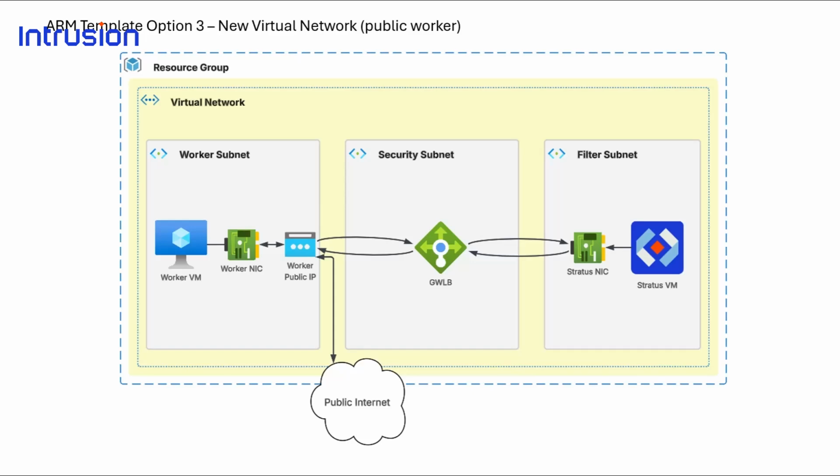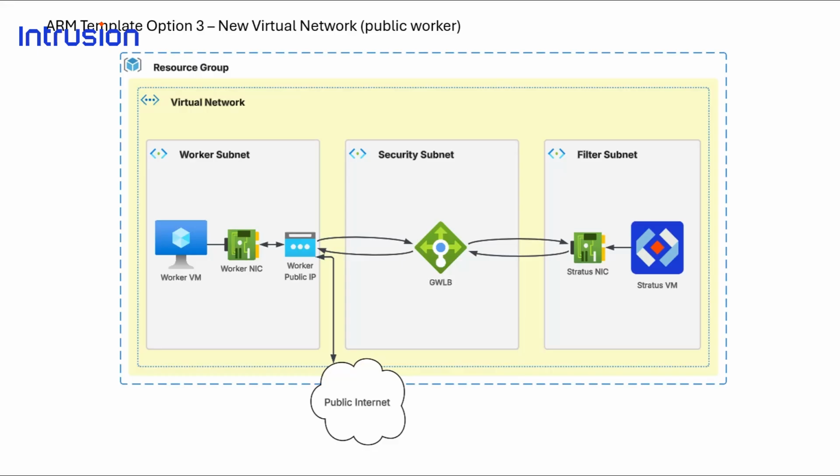There are multiple Shield Stratus Azure ARM templates tailored to your deployment needs. In this example, we will choose option 3, deploying Shield Stratus in a fresh VNet with optional public and private worker nodes. The ARM template depicted here will deploy all of the resources highlighted in yellow: a new VNet within the specified resource group, a security subnet that contains a gateway load balancer, a filter subnet that contains the Shield Stratus VM, and optionally a public worker node with a public IP address in the worker subnet.